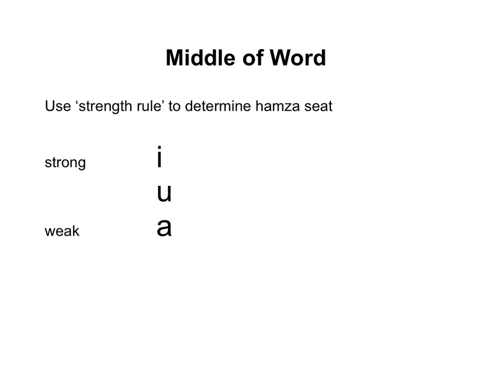In the middle of a word, there is a strength rule. The strength rule basically divides the three vowels of Arabic, e, u, a, into strong, medium, and weak. The e vowel, for Hamza purposes, is considered strong. The u vowel is medium, and the a vowel is weak. So you just need to remember this order: e strong, u medium, a weak.